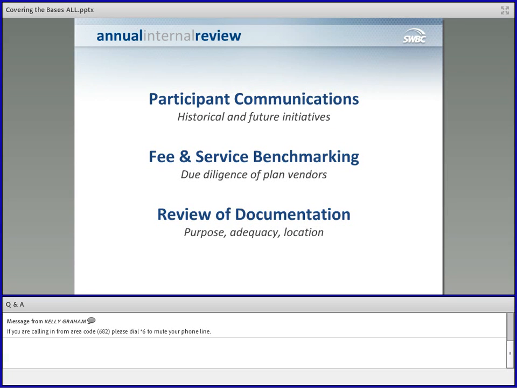Participant communications, you want to make sure that you have any historical and future initiatives documented, have copies of those in your file. If you do that fee and service benchmarking, again, as an annual internal review, have that due diligence in your file of all of your plan vendors and review your documentation. What's the purpose of it? Do you have adequate documentation? Is it all in one place and is it organized? The easiest way to combat a challenge or an audit or litigation is to have a quick response and to have a file where you can easily go in, pull out the documents that are requested, and provide them to the folks that are requesting them.